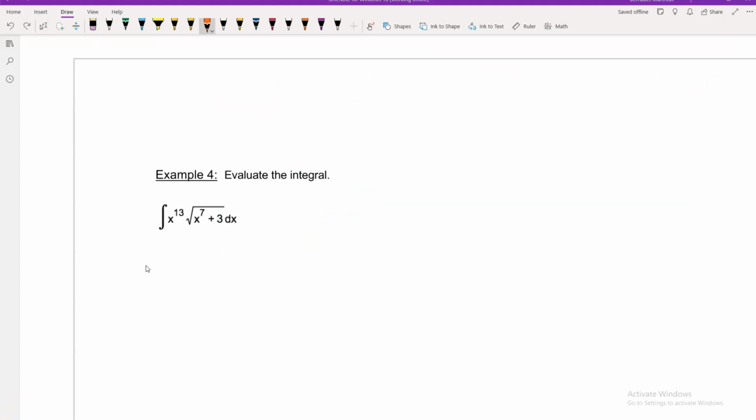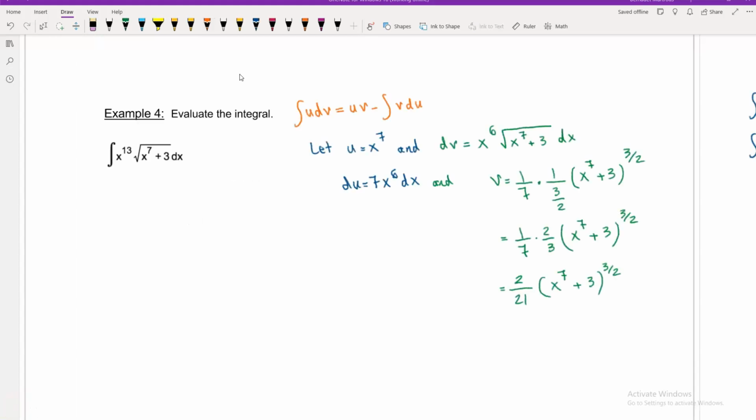Evaluate the integral of x to the power 13 times the square root of x to the 7th power plus 3, dx. Let u equal x to the 7th power and dv equal x to the 6th power times the square root of x to the 7th power plus 3, dx. So what I did on this part, instead of x to the power 13, I used x to the power 6 times x to the power 7. So 6 plus 7 is equal to 13.